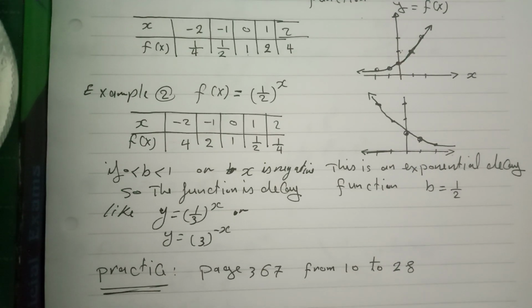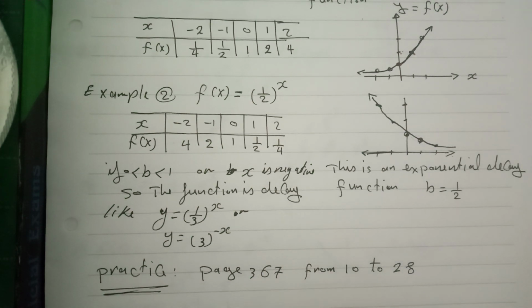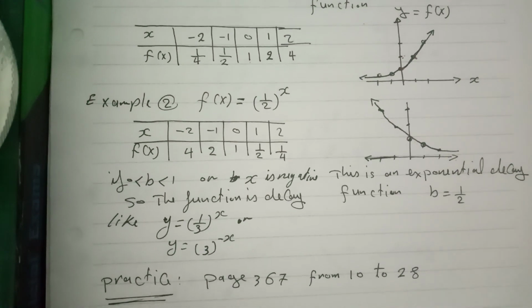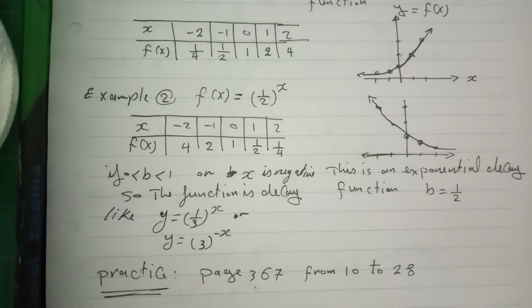This is the first part of the lesson, and there is an exercise on page 367 from 10 to 28. Let's take some examples from this exercise before going to part 2. Please follow me and go to this page. It's page 367. I'm gonna give you some examples, and you follow me from the book.